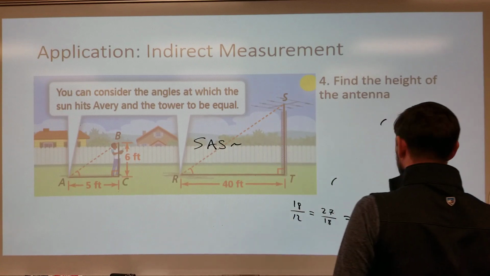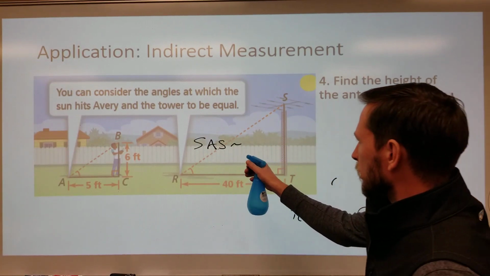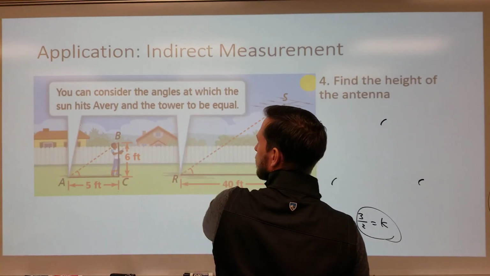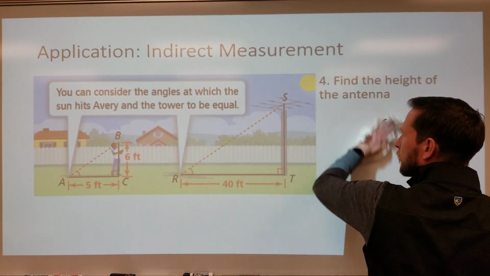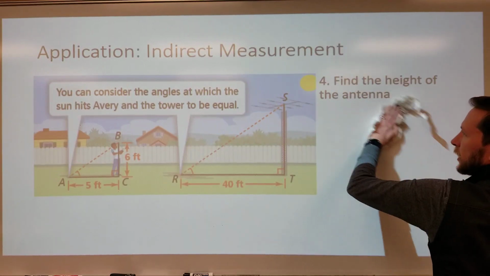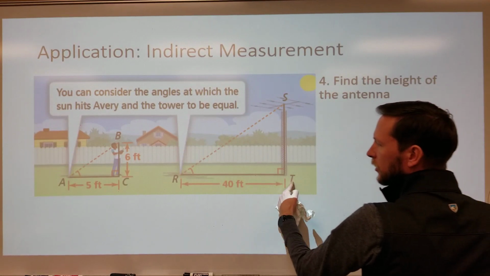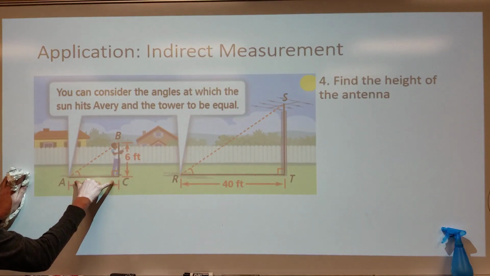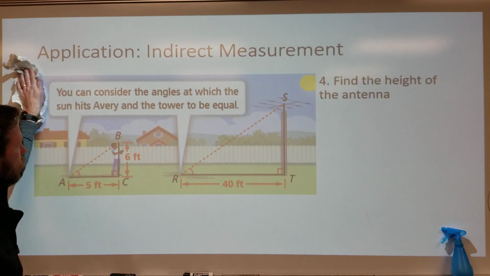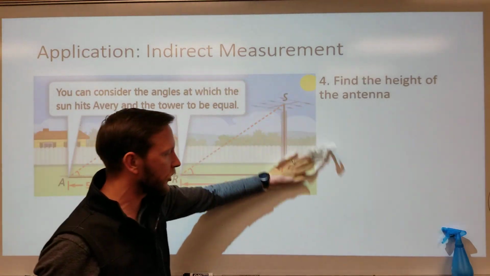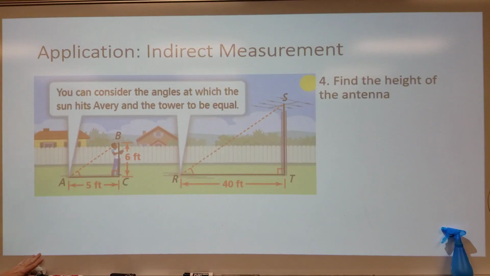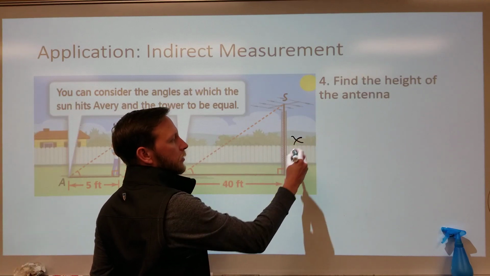How's this go? Take a look at this image. I don't know how well you can see this on the screen, but basically what we have is Avery out here playing in the yard, and she's looking at an antenna tower in the yard that casts a shadow that is 40 feet long. Avery is 6 feet tall, and Avery's shadow is 5 feet long. This is obviously not drawn to scale, because this looks shorter than the actual 5-foot shadow, but whatever. And so the question is, how can we determine the height of the antenna?